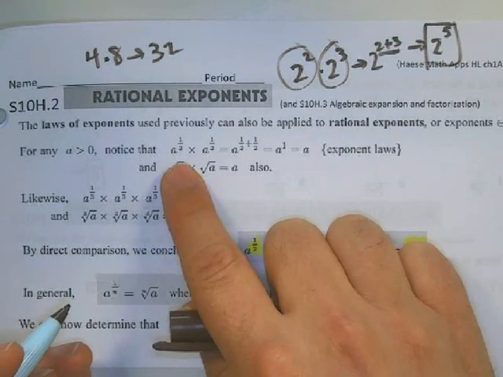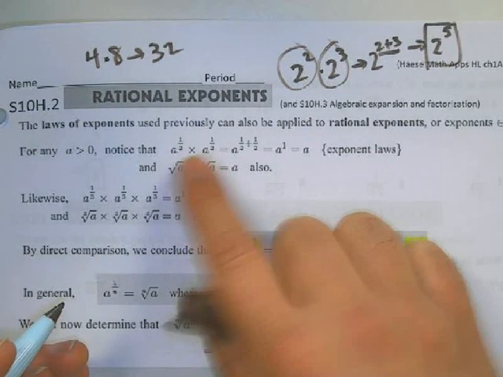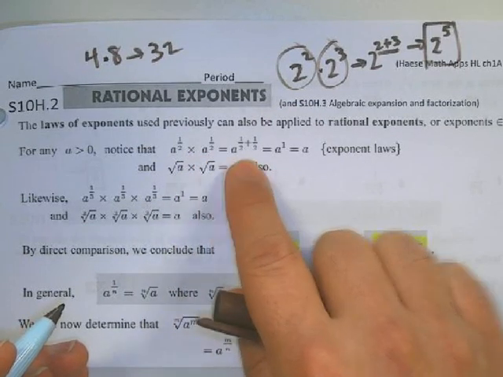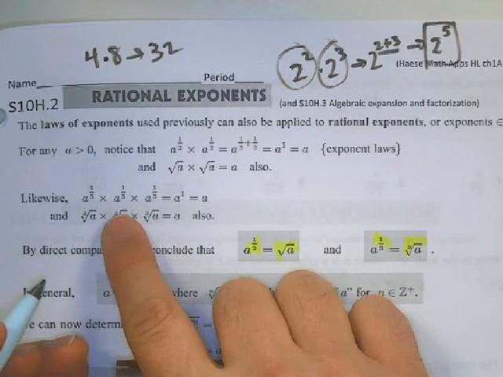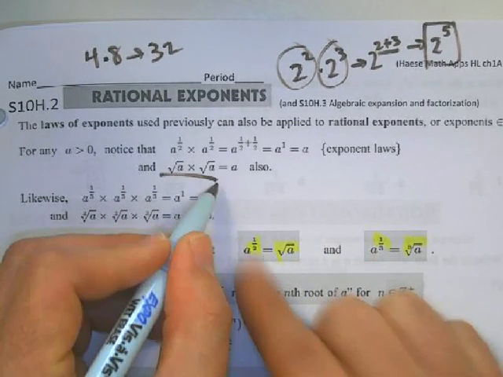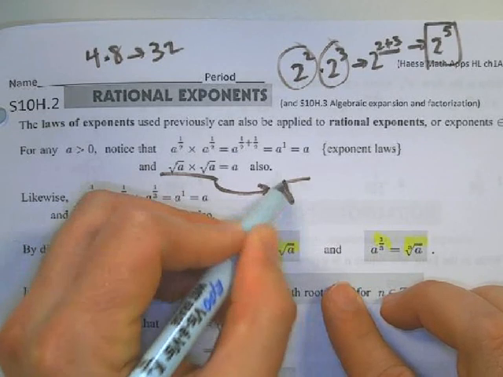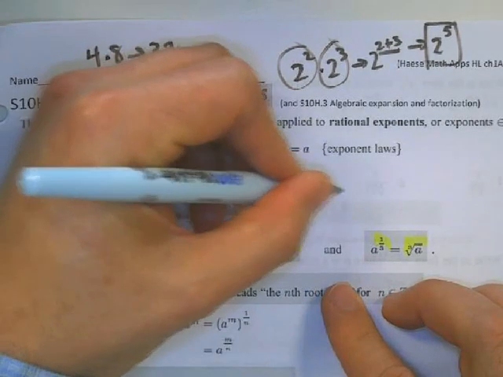So here we've got a to the 1/2 power times a to the 1/2 power. We add those powers, the 1/2 and the 1/2, to get a to the 1 power, which is simply a. Now, if I've got square root of a times square root of a, that is equal to the square root of a squared, which is also simply equal to a.